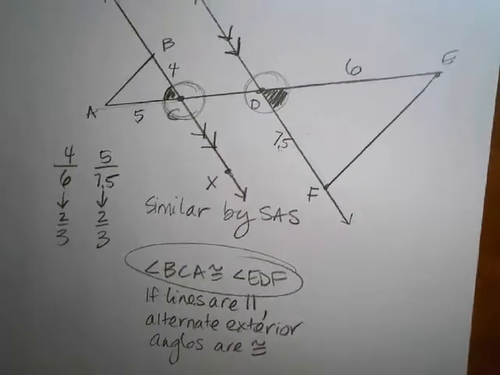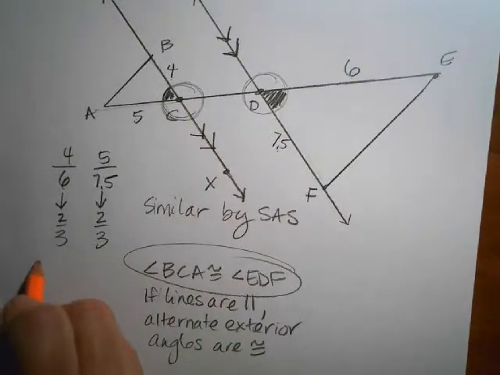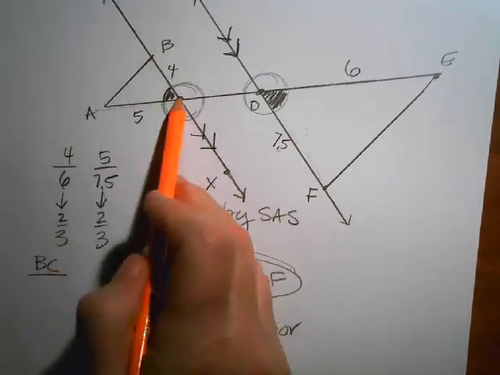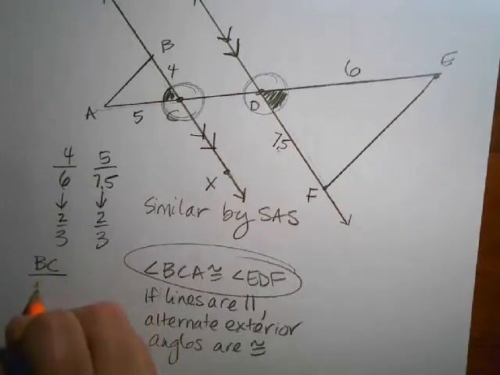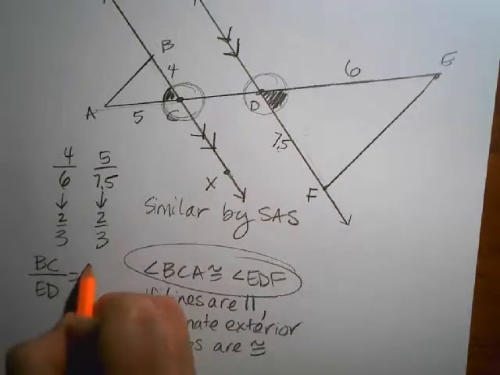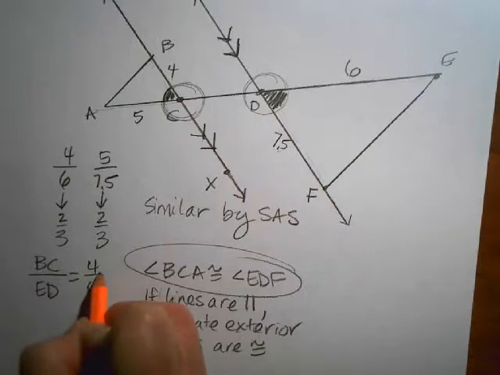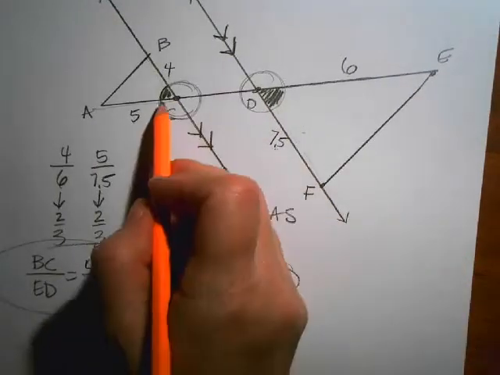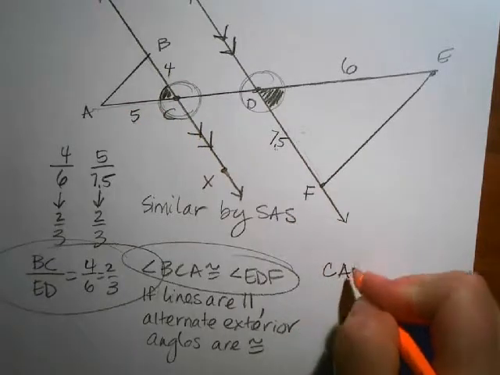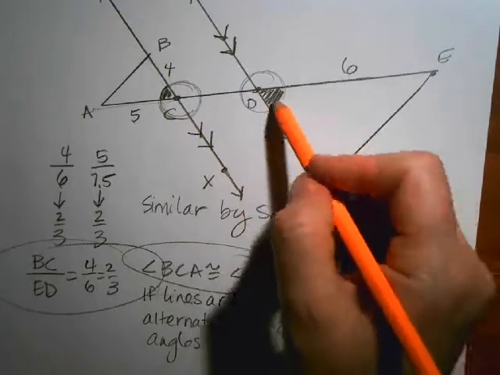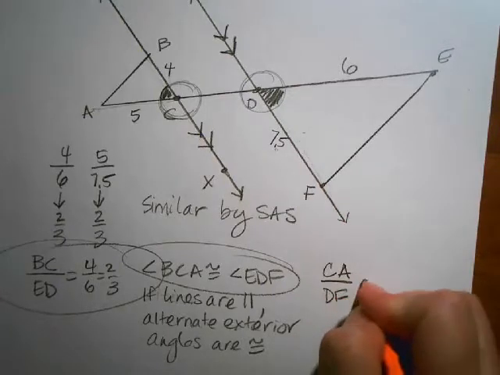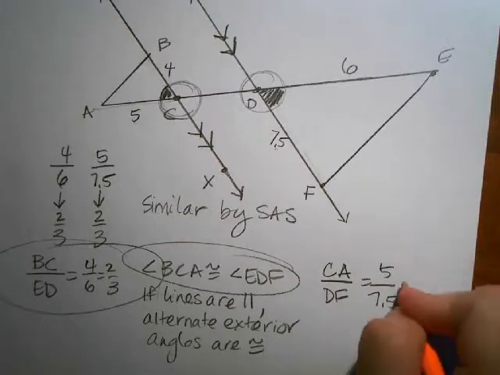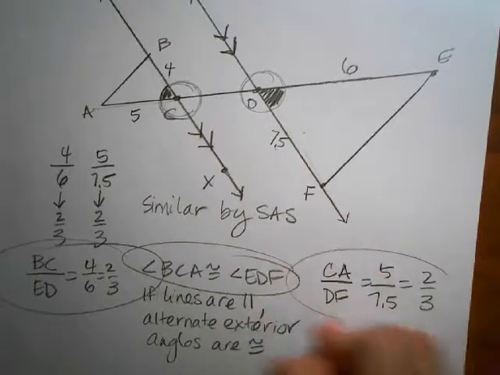Okay, and then we know that, let's write it with letters, BC divided by ED is 4/6, which is 2/3. And then we know that CA divided by DF is 5/7.5, which also reduces to 2/3.